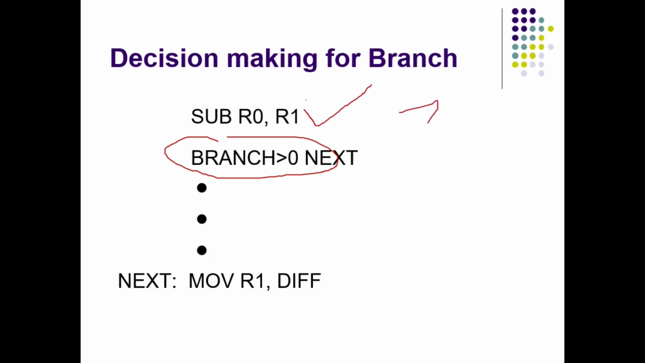So the zero flag informs whether the recently executed instruction's result, that is the subtraction of R0 and R1, has resulted in a 0 value or not. Using that zero flag in the flag register, the processor makes the decision here. So this is about a small video on conditional codes.